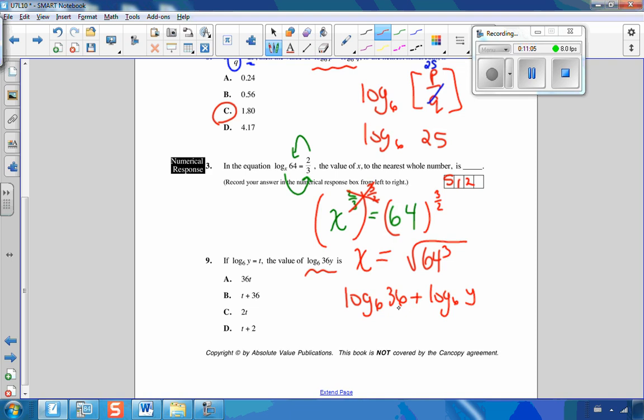So log base 6 of 36 is just a number. 6 to what exponent gives me 36? That's a 2. Plus log base 6 of y, we said right there that that was just equal to t. So it will be 2 plus t, which means D is my correct answer.